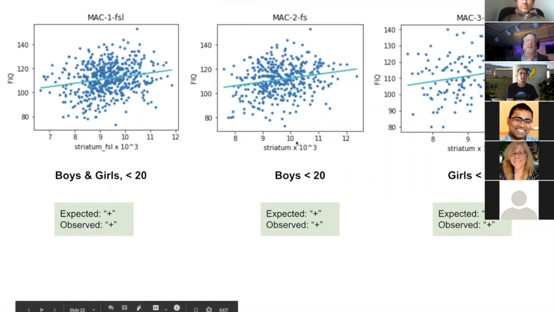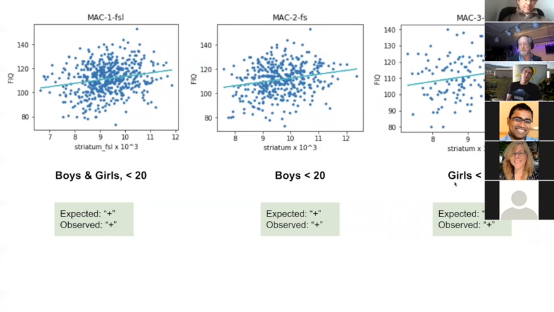So first, the three McDonald hypotheses, one of which is that in boys and girls who are less than 20, we should see a correlation between the full-scale IQ and the left striatum. So we're using FSL and FreeSurfer, just showing different examples of all these ones that are significantly correlated, and recreate the expected positive correlation, and we observe positive correlation in these different subsets of subjects. Great.